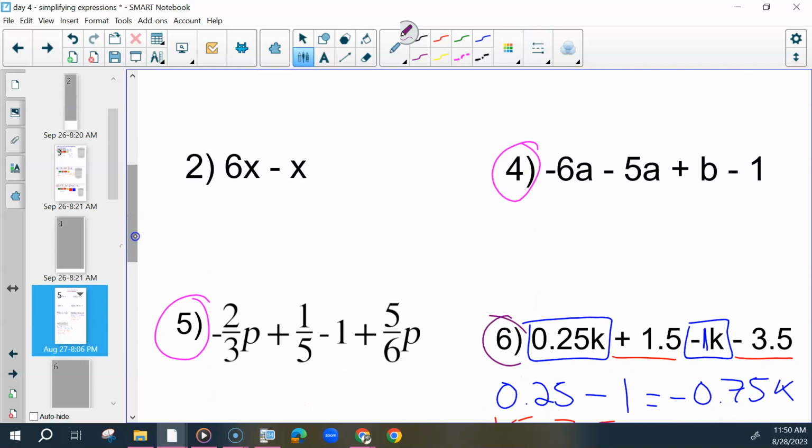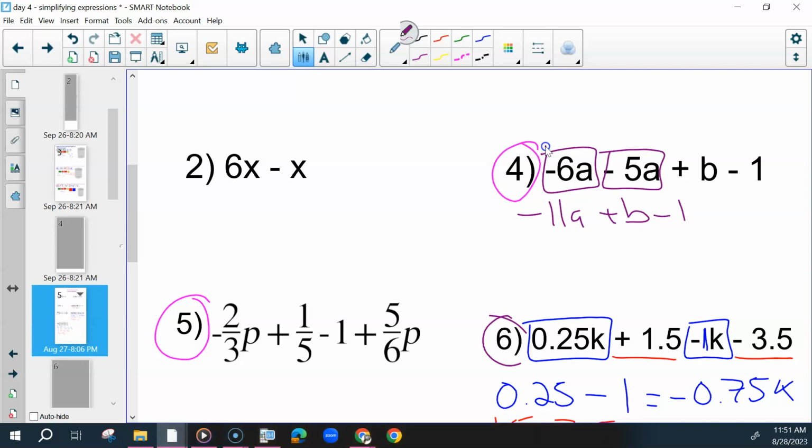Okay, number 4. What are our like terms? Negative 6a, negative 5a. And then plus b is its own thing. Correct. And then negative 1 is also its own thing. Also correct. So I'm not even going to group those because I don't need to. I could, but they're different. So if we combine these two, negative 6a minus 5a is how many a's? Negative 11. 11a. And then because these didn't get combined with anything, you just drop them down. These will always be in alphabetical order.